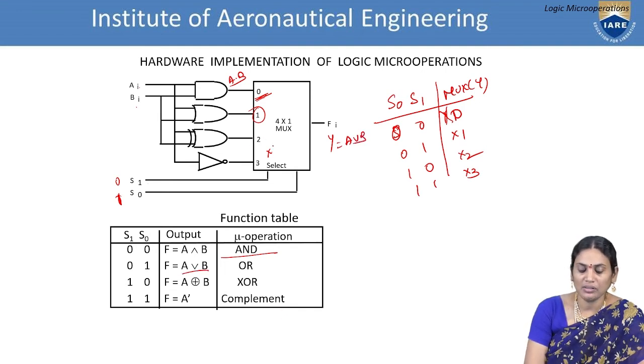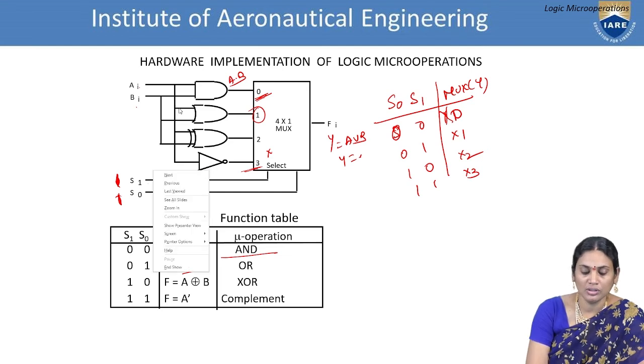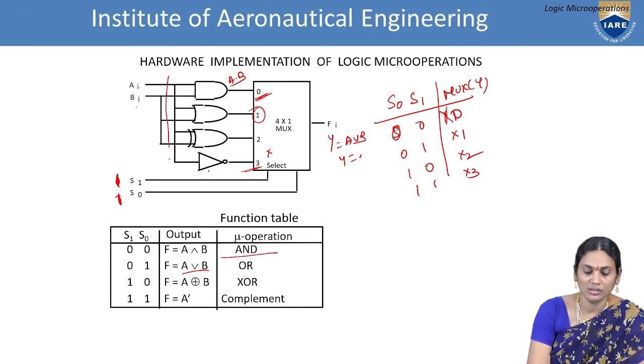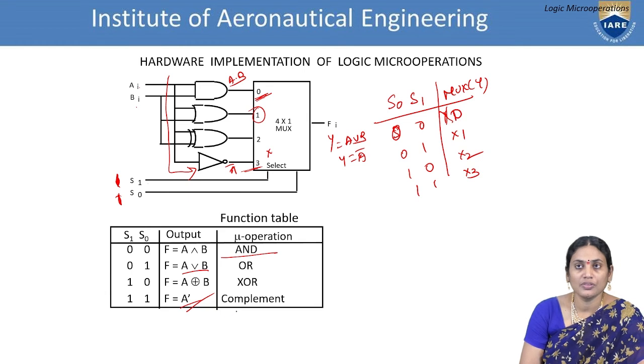Okay, the third pin, for example, if it is 1, 1, what happens? This pin will be selected. So this will be Y equals to, we are getting complement of what? We are getting complement of the register A. This will become A bar and the third bit will be A bar. F is equals to A bar.